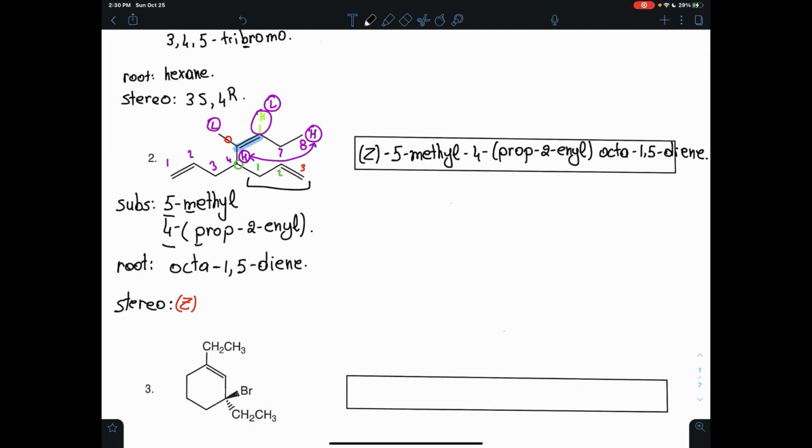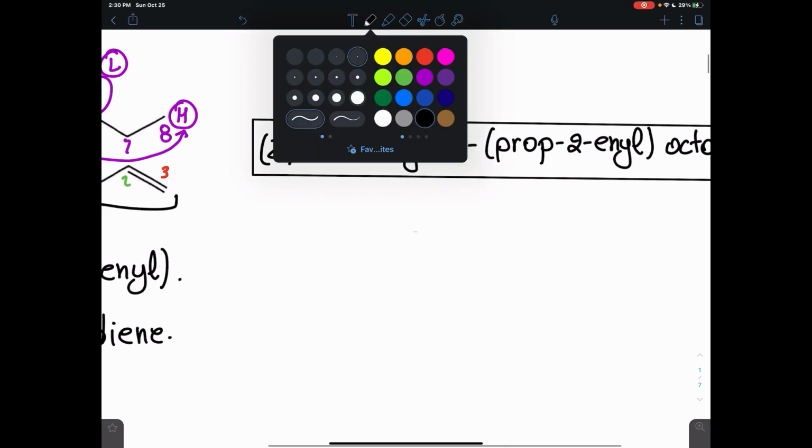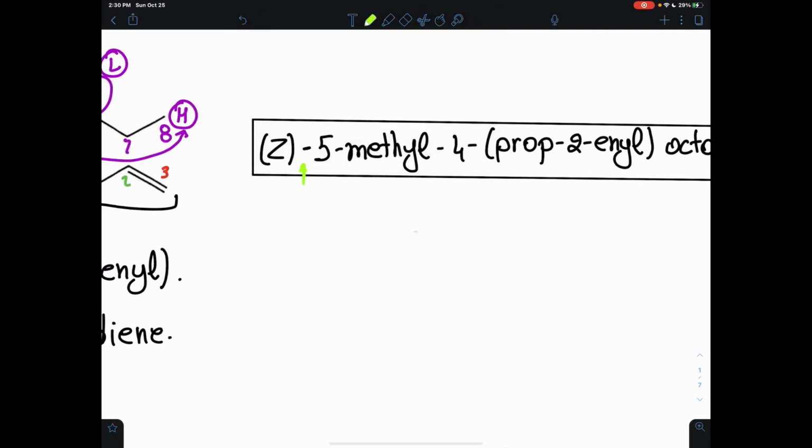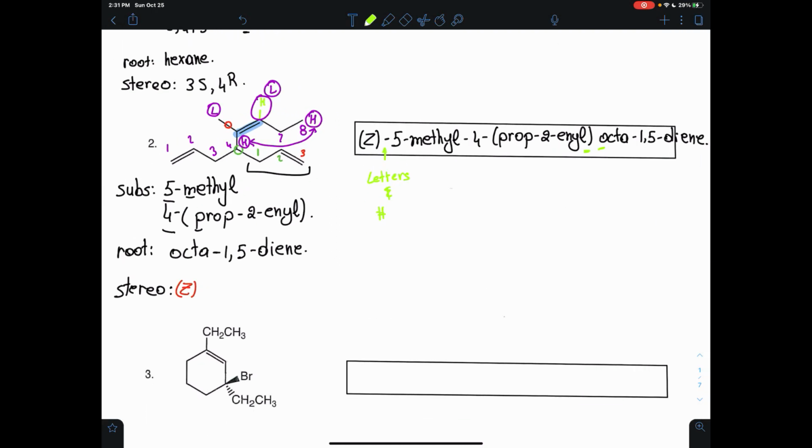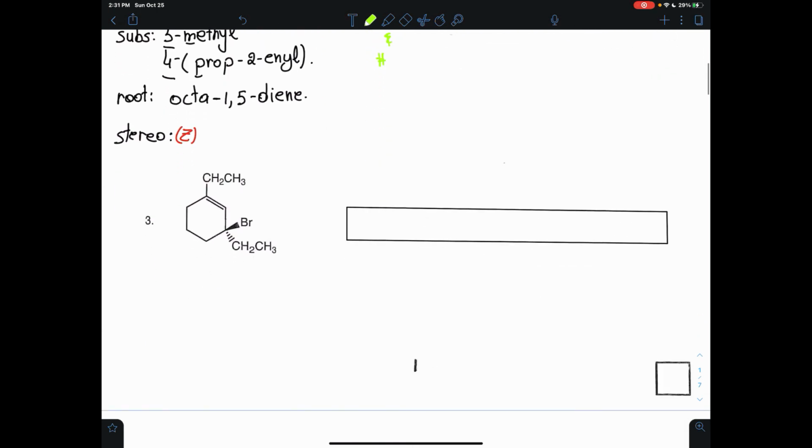Alright, and another thing I would like to mention is that you only put dashes between letters and numbers. I know I mentioned it last time, but you always put dashes only when it's between letters and numbers. So you see here, I didn't put any dashes there because they're both letters. The only time you put a dash is when you have a letter and a number. Alright, so now moving on.